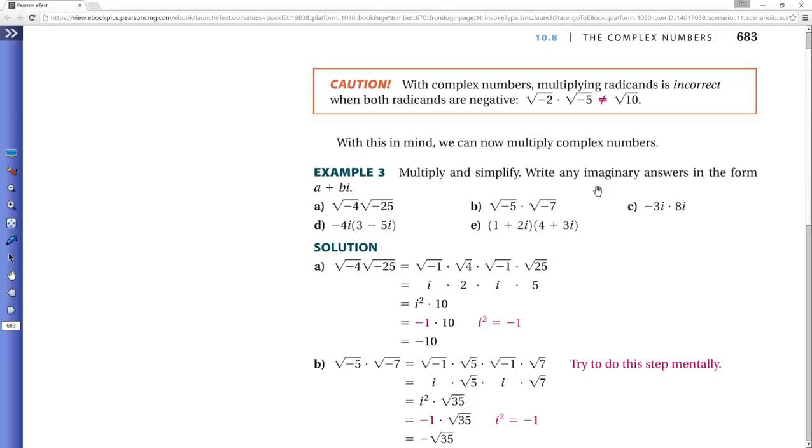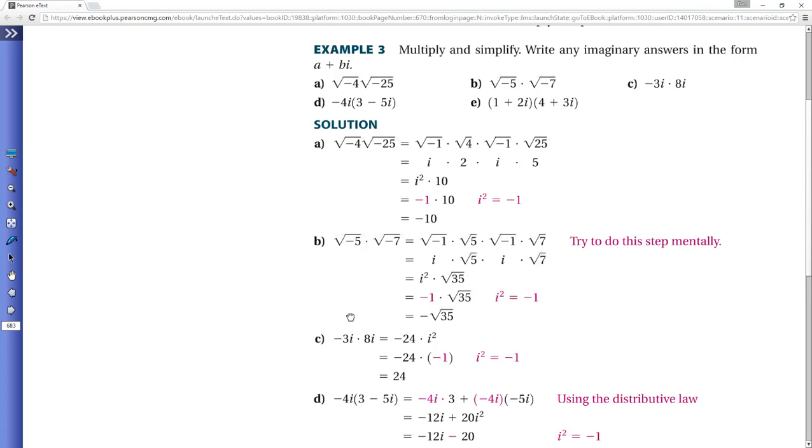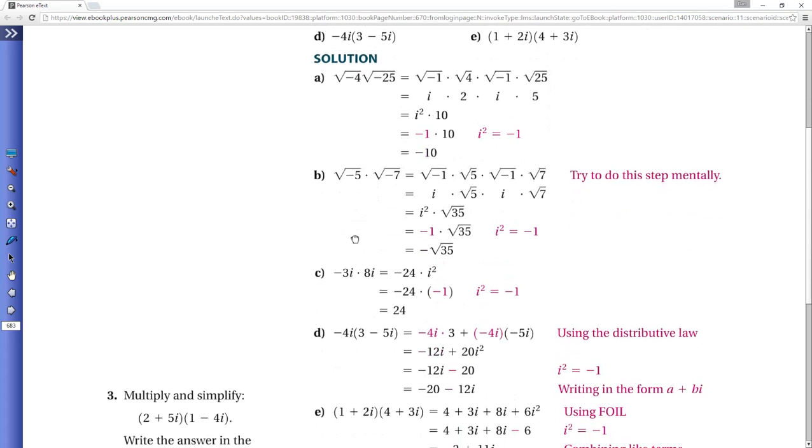be the square root of negative 1 times the square root of 4, and times the square root of negative 1 times the square root of 25. In this case, we get i squared times 10. Well, i squared is equal to negative 1. And so we get negative 1 times 10. Okay? And so on. You can probably do these things too.